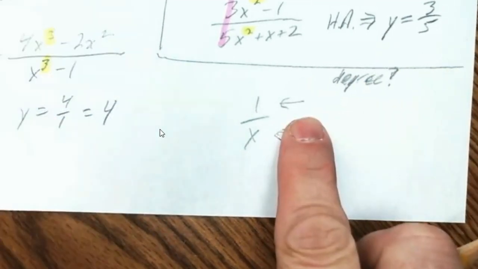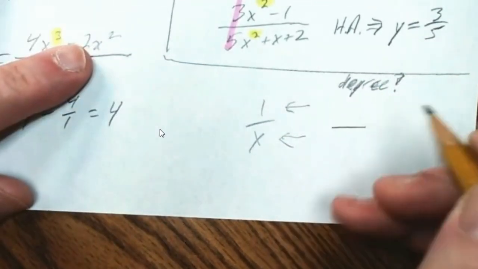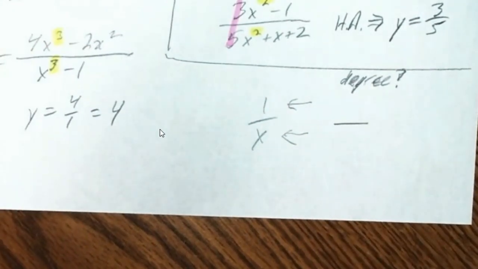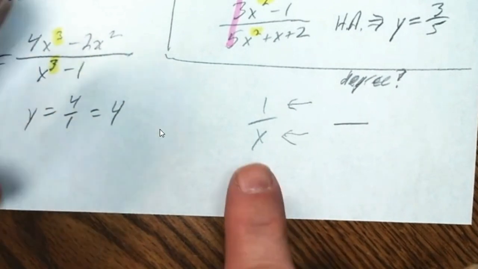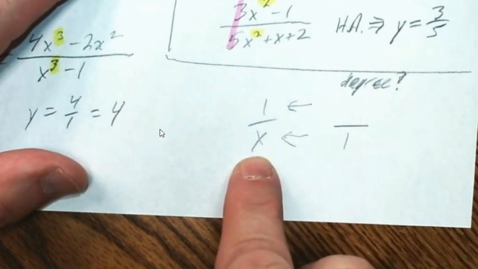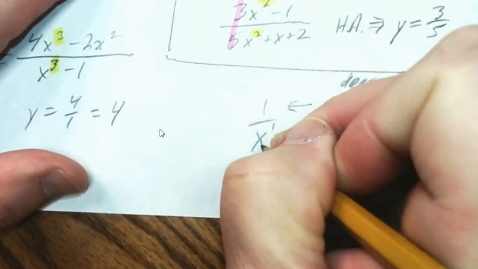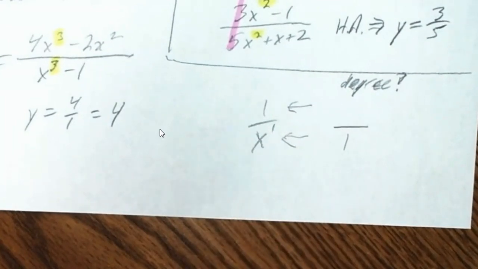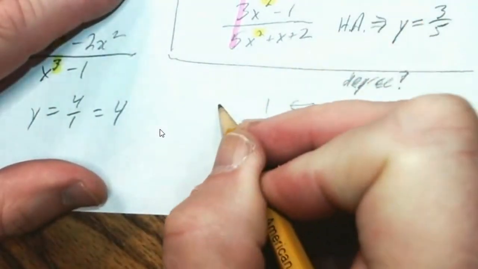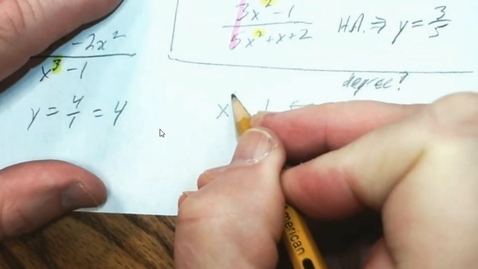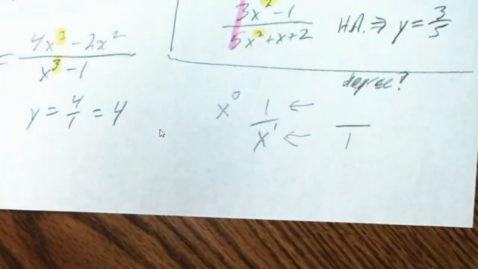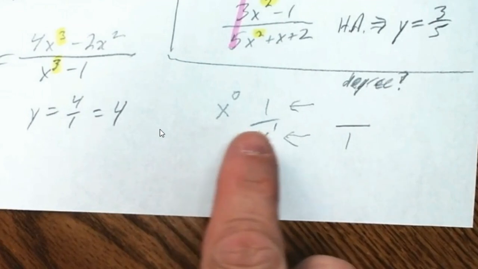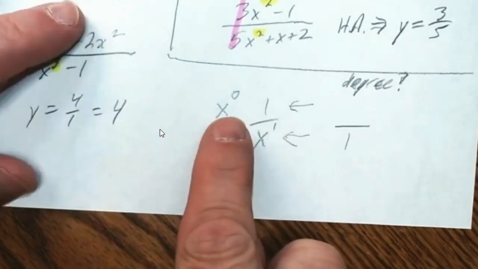What is the degree of the numerator? Thought about that one? The degree of the denominator is 1, right? Because that's x to the first. What's the degree up here? It's x to the 0, because we have no x's up here. There's no x in the numerator. So this is to the degree of 0.